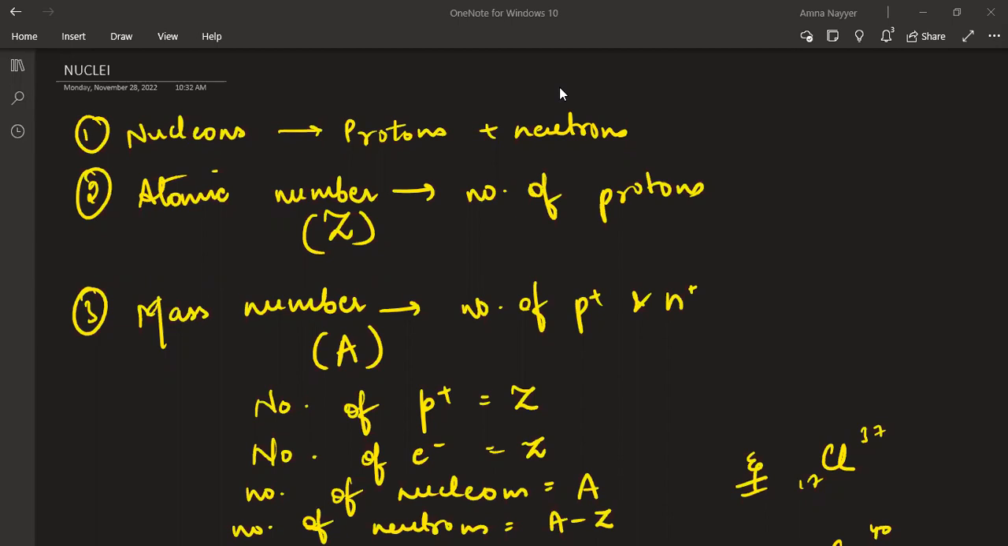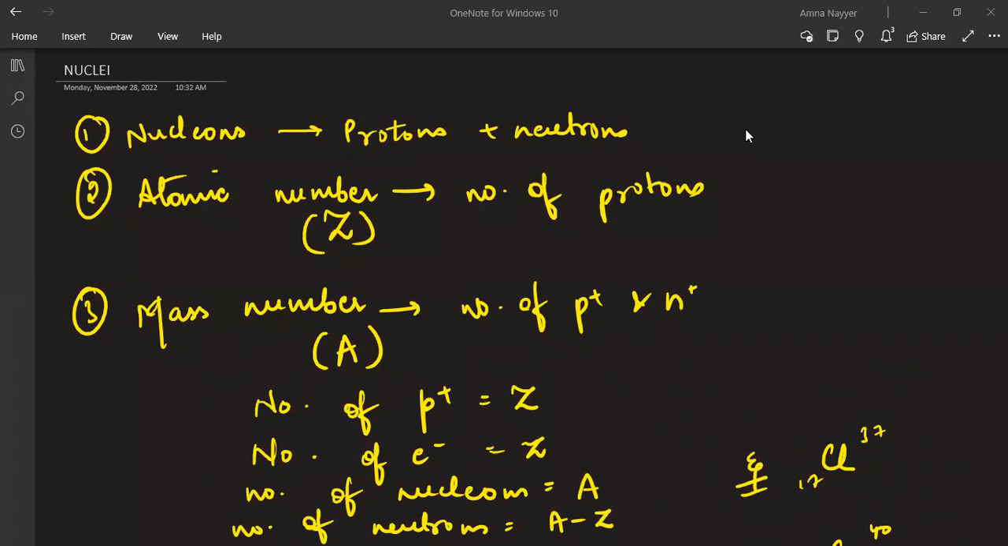Now see, the first thing that you should understand is some terms, which includes nucleons. We say protons and neutrons collectively together. So protons and neutrons are collectively together referred to as nucleons. All right, collectively we say it is the nucleons. Nucleons means protons plus neutrons.